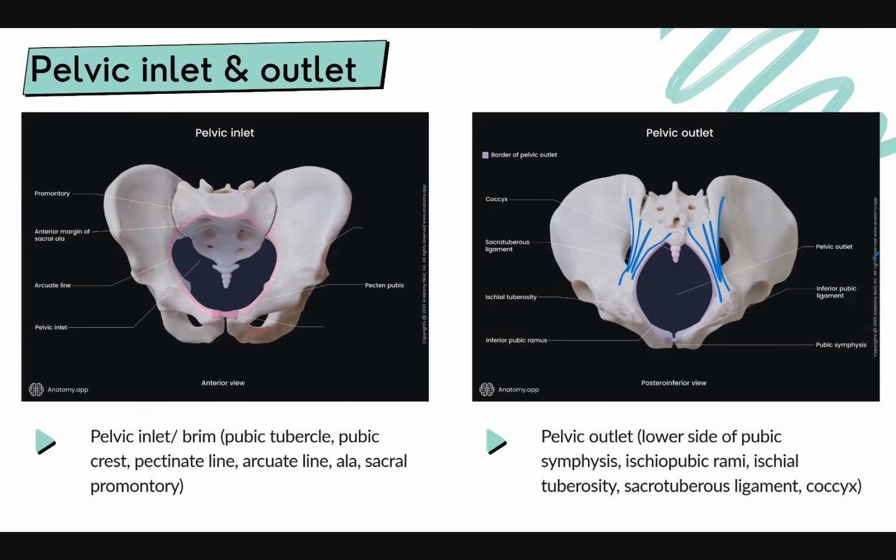Okay, now moving on to the pelvic inlet and outlet. So this pink line is the pelvic inlet, and it's all made of bones. And first, let's see what the structures are.